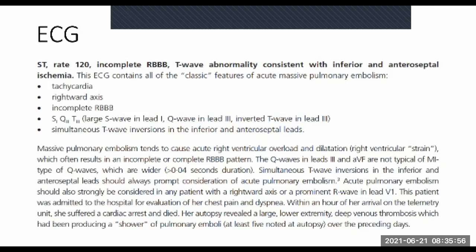So this patient was admitted to the hospital for evaluation of chest pain and dyspnea. Within an hour of her arrival on the telemetry unit, she suffered a cardiac arrest and died. The autopsy revealed a large lower extremity DVT, which had been producing a shower of pulmonary emboli, at least 5 noted at autopsy over the preceding days.